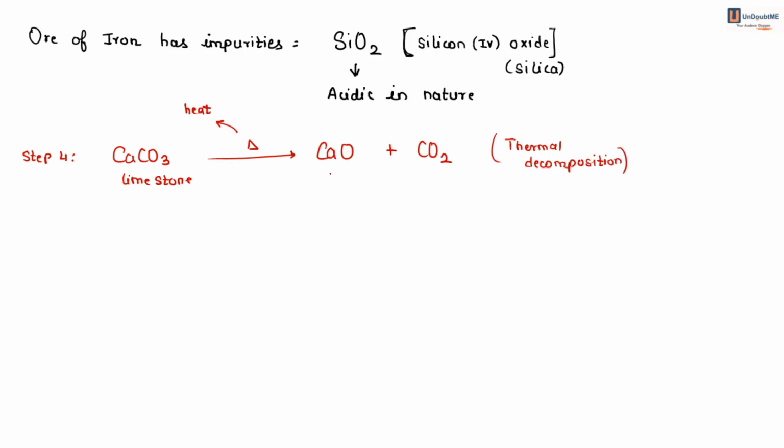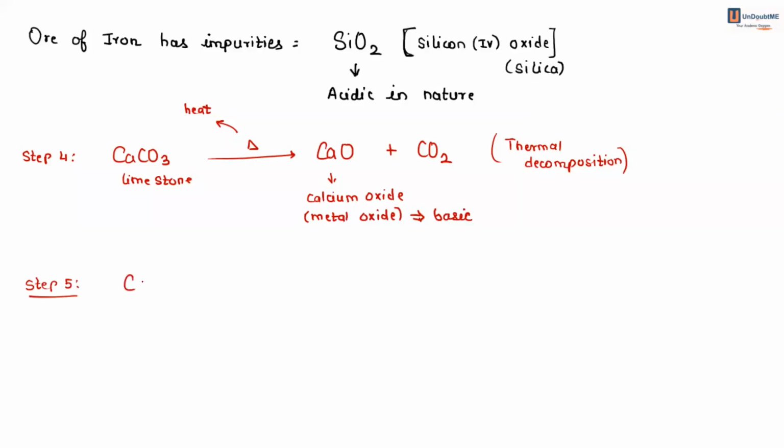Now this CaO, which is your calcium oxide, it's a metal oxide, and metallic oxides are basic in nature. Metallic oxides are basic in nature. So what is step 5?